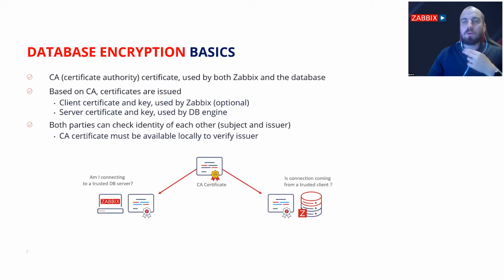And if we want to go on a really advanced level, so the proper security where we actually verify who is connecting and whether it is connecting to a proper database, and if the certificates were actually issued by the same certificate authority and are valid, then we will also require the CA certificate. So both Zabbix and the database can actually verify that, yes, those are trusted entities. I can trust them. I can allow them to connect to each other and exchange the data and encrypt the data.